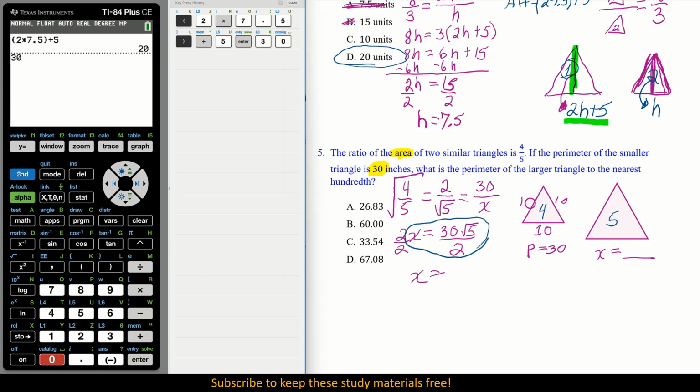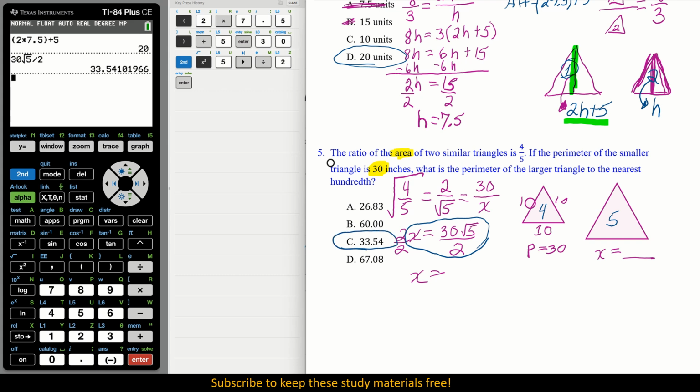Okay, so 30 times the radical. If you haven't done this in a while, that's what you push. Okay, now 5. And you need to see how the arrow is blinking underneath the radical. You need to arrow over to the right to get out. Now we can divide by 2 and push enter. And that gives us exactly what we need. And of course, you're going to have to round down, but that's option C.